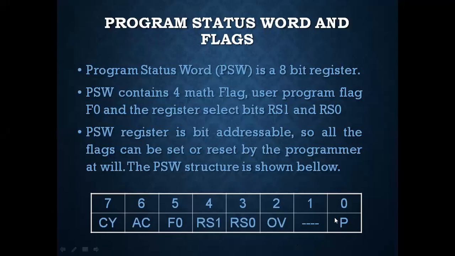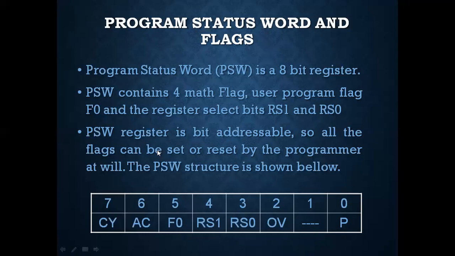The first bit, the 0th bit, is the parity bit. The second bit is left untouched; this is ignored. Coming to the next one, there is the overflow flag. This is the register select flags. This is the general purpose flag F0. Bits 6 and 7 are known to you. This is auxiliary carry and this is carry.